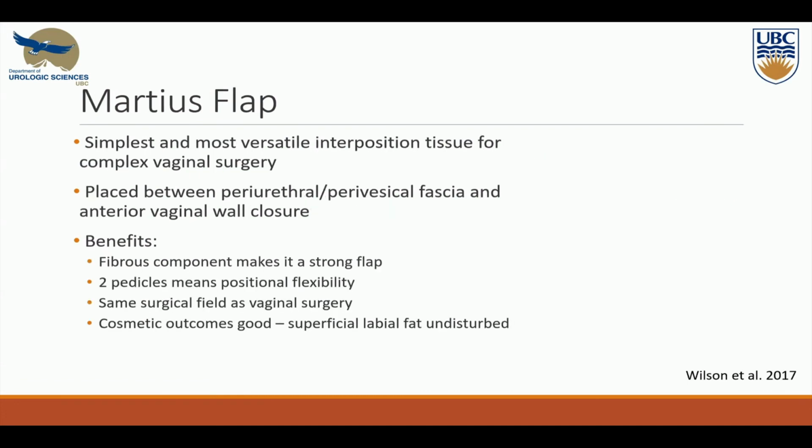So I just wanted to touch base on the Martius flap here, because for a lot of these vaginal procedures, you do want to know how to harvest a Martius flap. It is one of the simplest and most versatile interposition tissues that we have for vaginal surgery. Essentially it's placed between the periurethral perivesical fascia and the anterior vaginal wall.